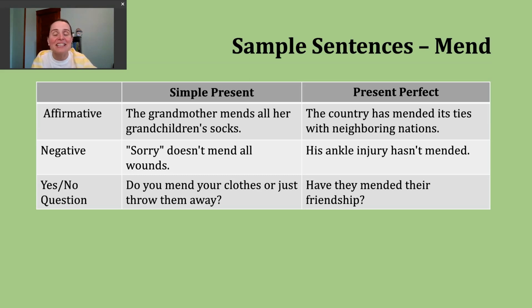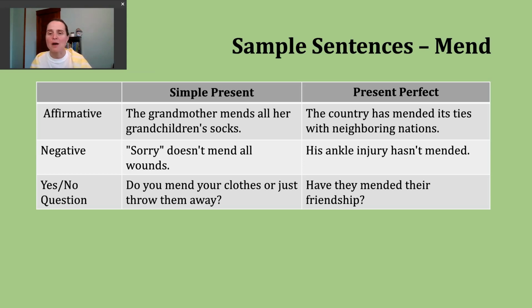Okay. Now, let's take a moment to look at making negative sentences in the present perfect. To do this, I pay attention to my subject. If my subject is I, you, we, or they, I use have not and then the participle form of the verb. But if my subject is he, she, or it, I'm going to use has not and then the participle form. Again, you might hear the contractions haven't and hasn't used. I've used a contraction in my example sentence. His ankle injury hasn't mended.